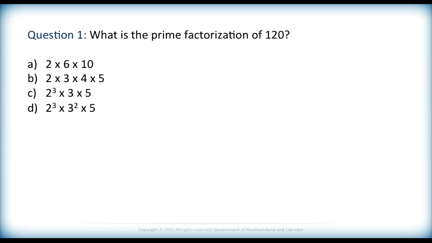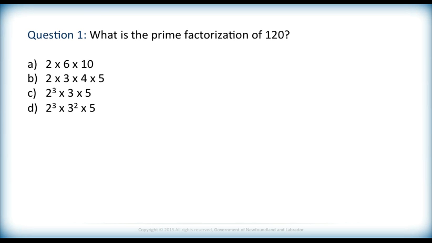First, we can look at the four responses to see if they all equal 120. If one does not, it can be eliminated. Or we can simply just take 120, use our factor tree, and find the prime factors in that way.